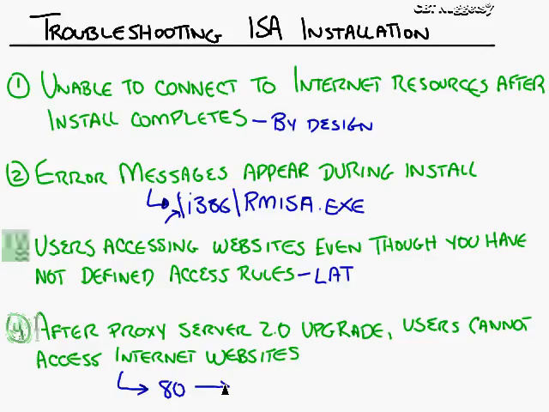ISA server changed that port number because 80, as you might know, is the most common one for a web server. So they decided to make theirs 8080 in the ISA server world. So when you configure Internet Explorer to connect through a proxy server and you upgraded from Proxy Server 2.0, you may need to change those client port numbers from 80 to 8080, which is what ISA server uses.